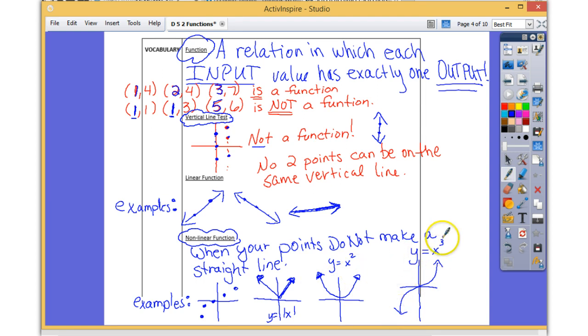Here's your graph if y equals x cubed. We'll do one like this. These are all functions because no 2 points ever are on the same vertical line. So get those all written in your notes.